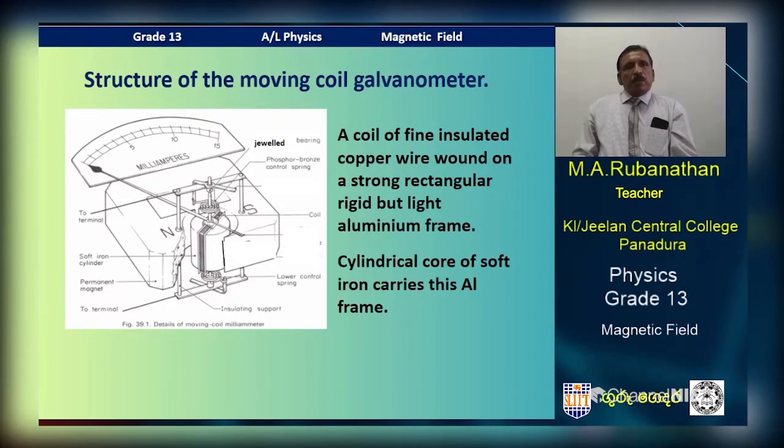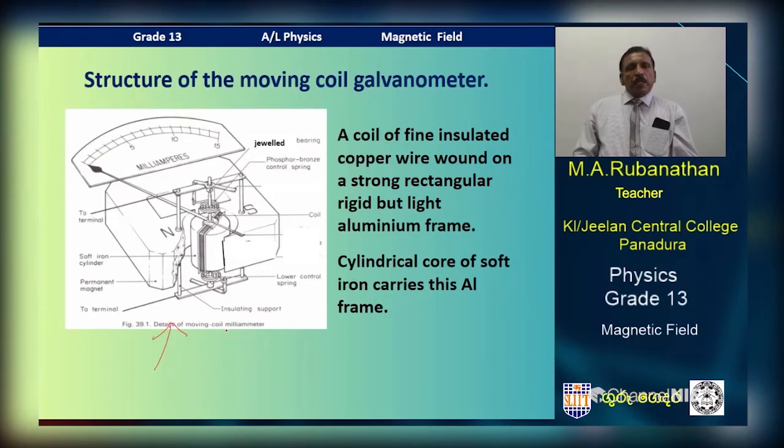Now, the structure of the moving coil galvanometer. First, this moving coil galvanometer is an electrical device. You have to know that. We use that device to measure current or voltage. This electrical device works under the principle of torque. That's why we study this torque. So here, see the picture of this moving coil galvanometer.